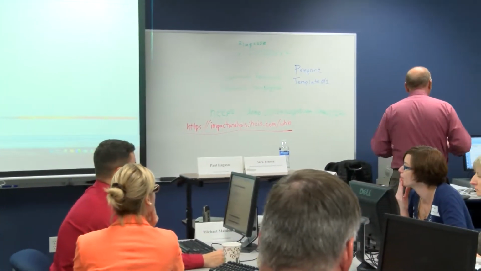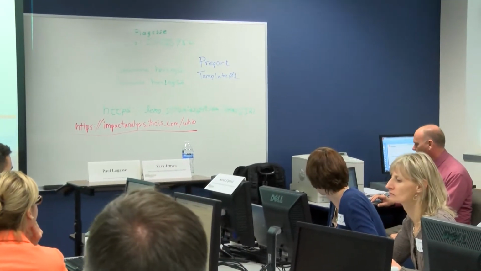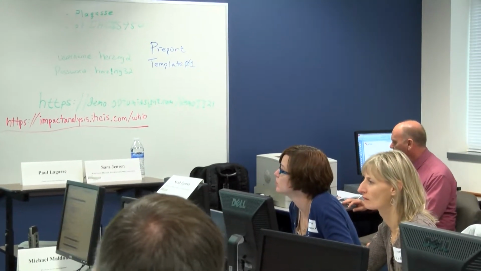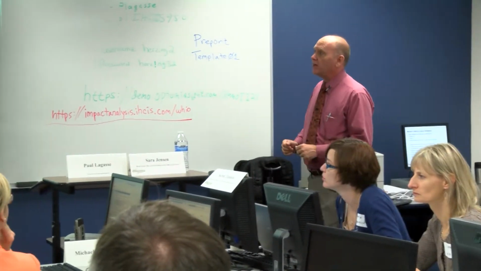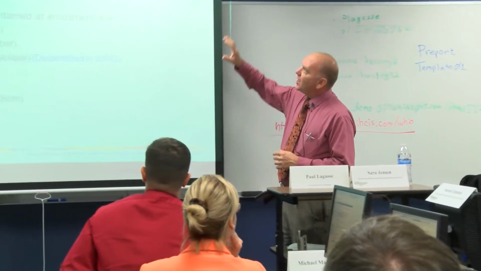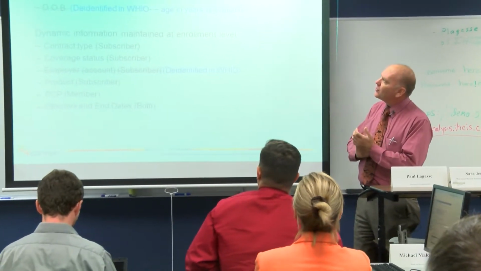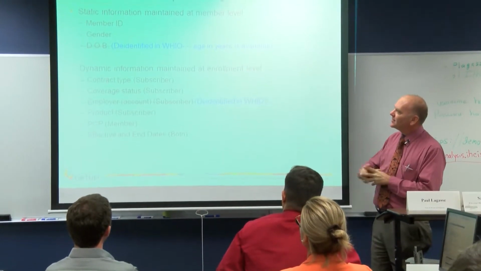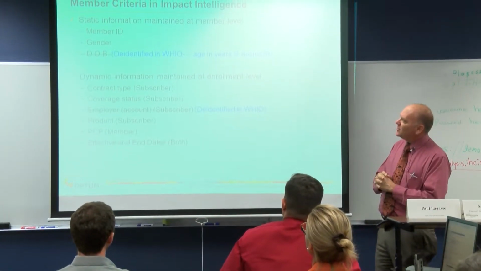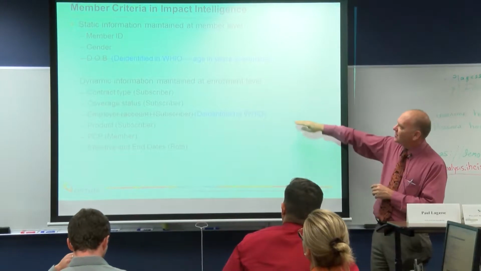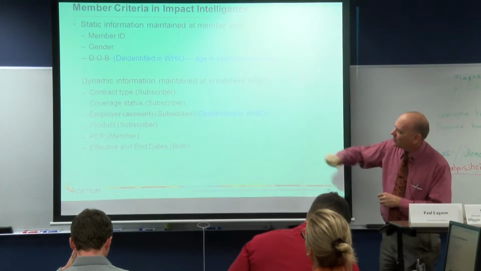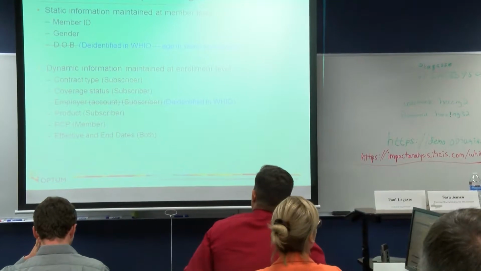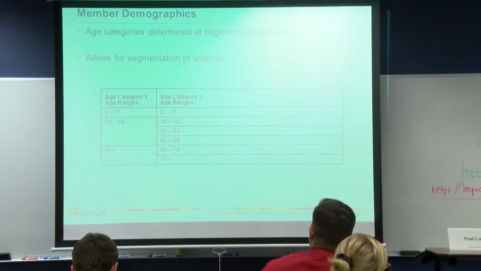So what we're going to talk about now is these other classifications, we call them, but basically it's a series of things within the II product that you should be aware of in order to use the product effectively. So one of the first things here, Sarah's talked a little bit about member ID and gender. Date of birth has been de-identified, but it's age only in this case. The dynamic information is subscriber status. This is de-identified in WEO, product, PCP, and effective dates. So in your application, that's what we're using.